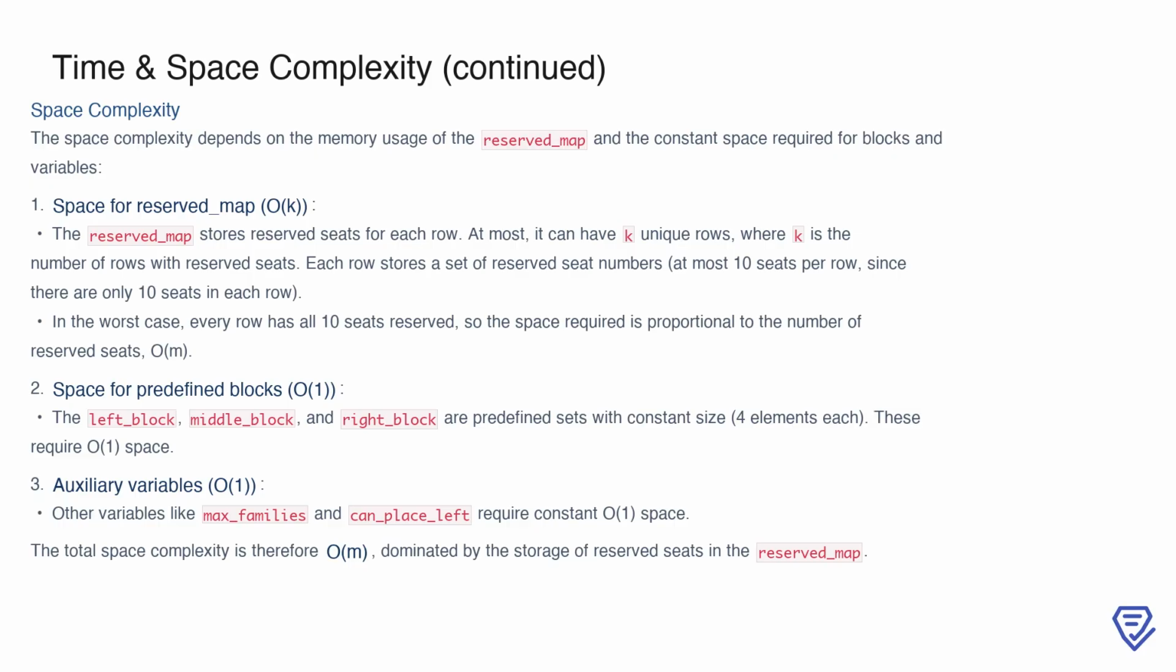Additionally, the predefined seat blocks left_block, middle_block, and right_block are constant in size, each containing 4 elements. These require only O(1) space. Finally, the solution uses a few auxiliary variables like max_families, which also take constant space. Therefore, the total space complexity is O(m), driven by the storage requirements of the reserved_map.